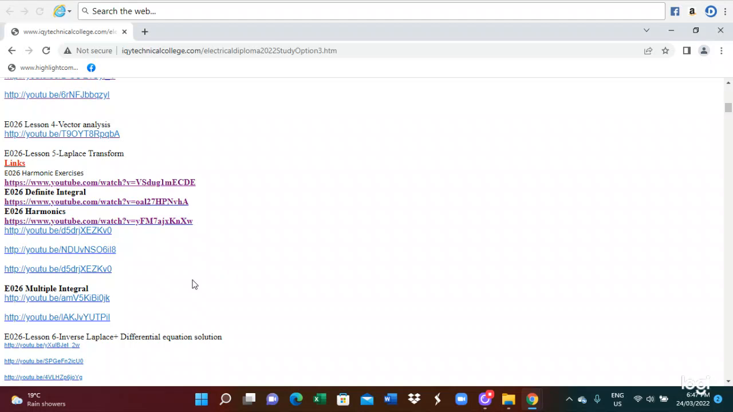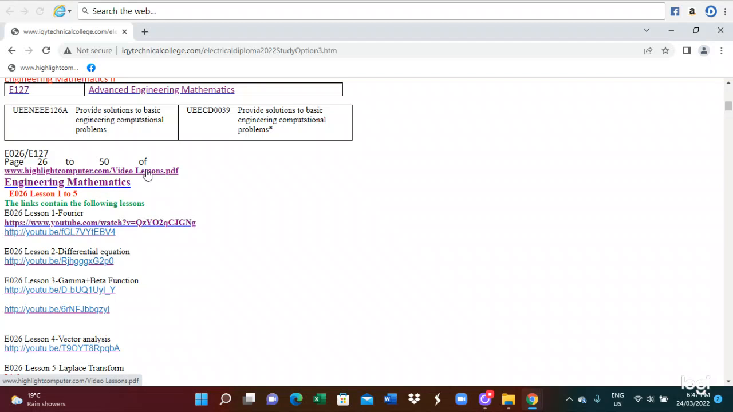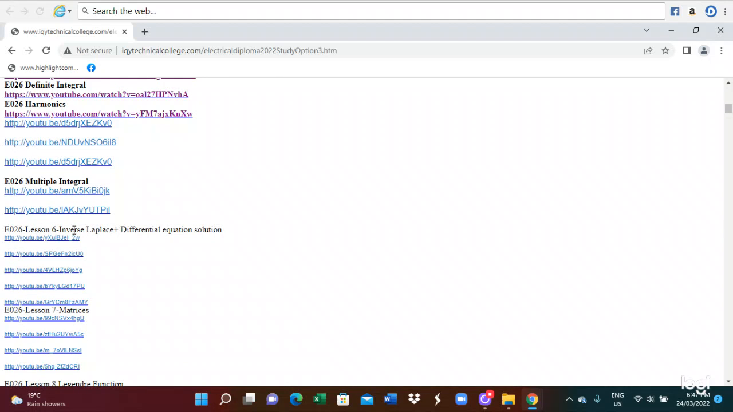Multiple integrals. The lesson notes are here. You download the highlightcomputer.com/videolesson.pdf, and then you have to look at pages 26 to 50. This is the written note for the video. So the video is here. We start the multiple integrals.